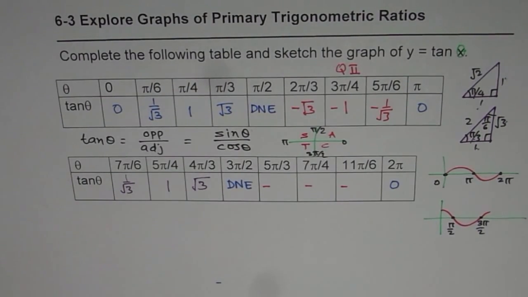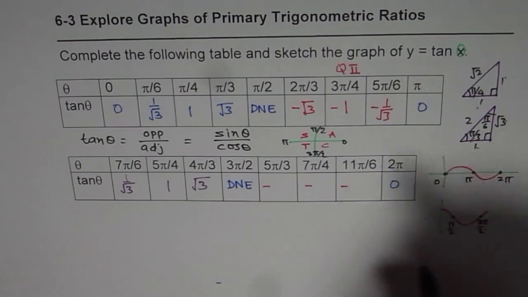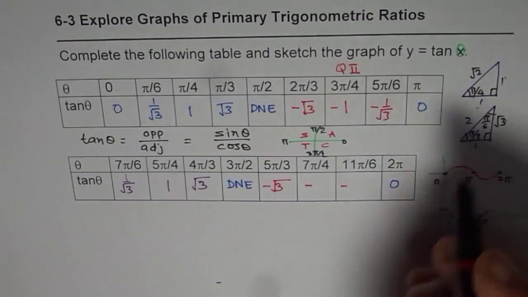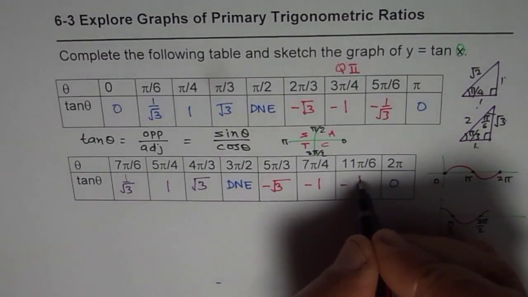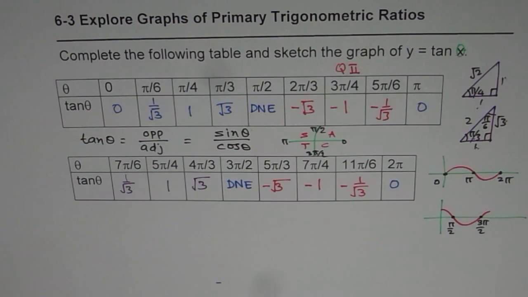Let's use the red color. Pi by 3 is my acute angle. Opposite is square root 3, so I get square root 3 here. For 7 pi by 4, the value is 1. For 11 pi by 6, 1 over square root 3. Quickly, you can get all these values. Do you see that? So that is how you get the tan function.